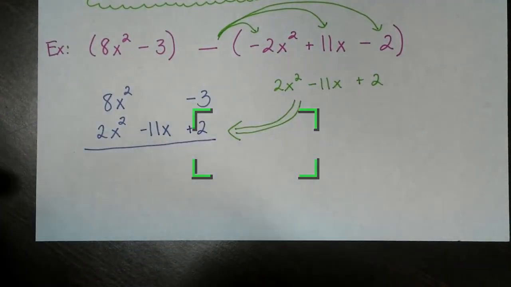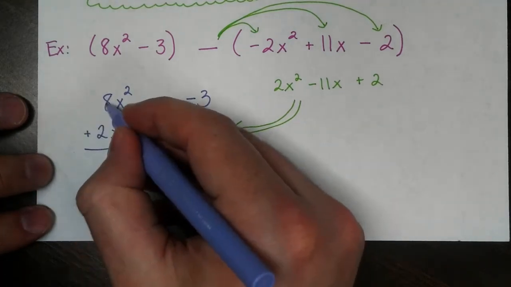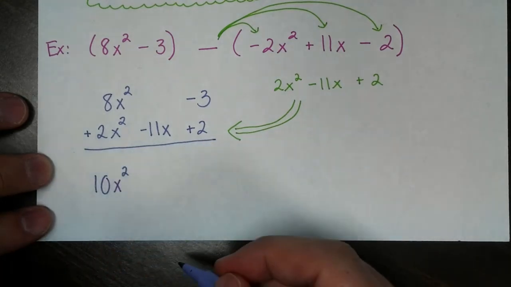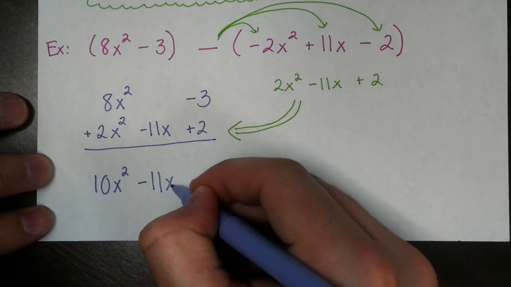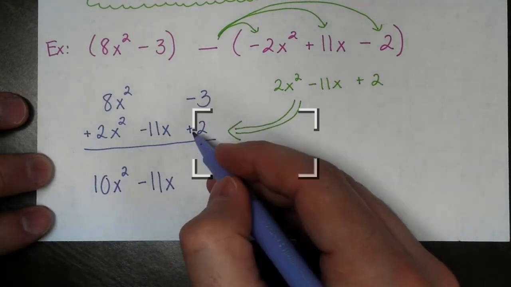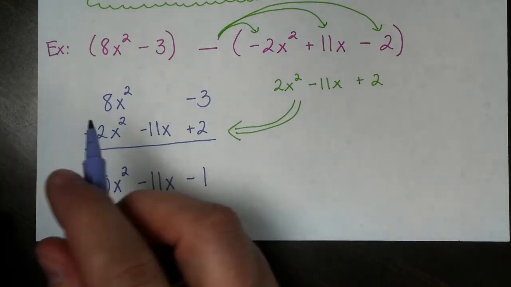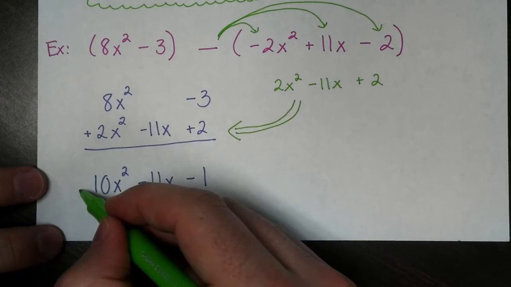Now we just combine like terms. What does 8 and 2 equal? And that's a plus. 8 plus 2 is 10x squared. Good. Did anything go with the negative 11x? No, so we just bring it down. Then negative 3 plus 2 would be a negative 1. And notice it's already in standard form because of how I set up the problem in the beginning.